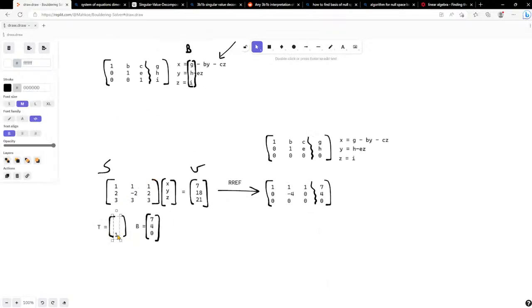Yeah, so I'm still trying to figure out what this T is. And this T is the columns of the null space, or the basis of the null space. This T is the basis of the null space.